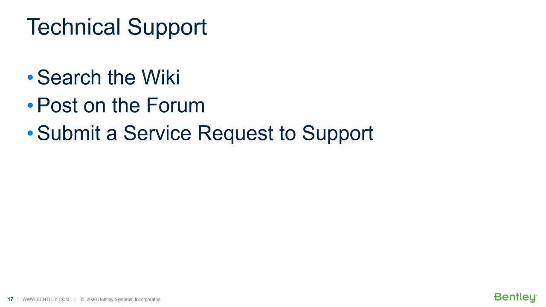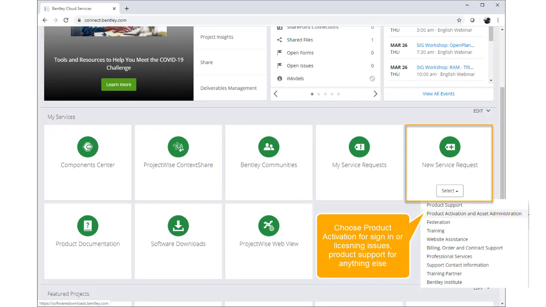If you do need technical support, I recommend that you search the wiki first or post onto our forum on Bentley Communities, but if you need to, submit a service request for any support. You can access the Service Request Manager from the same Connect Center, connect.bentley.com. Under New Service Request, choose Product Activation if it's some sort of licensing or sign-in problem, and choose Product Support for anything else.